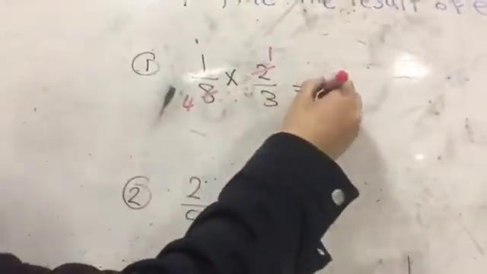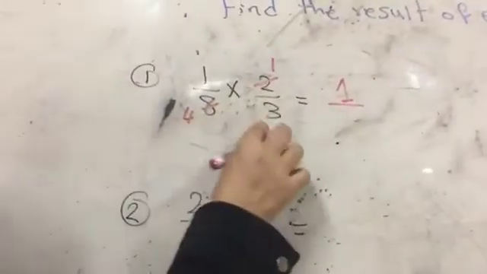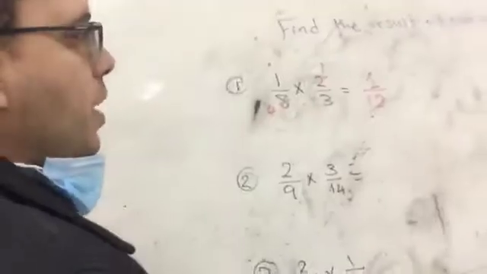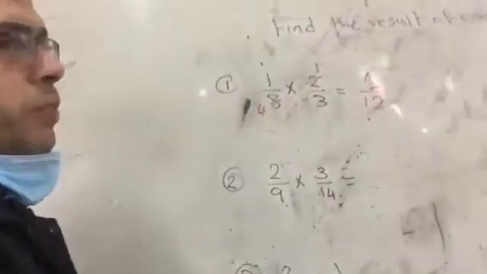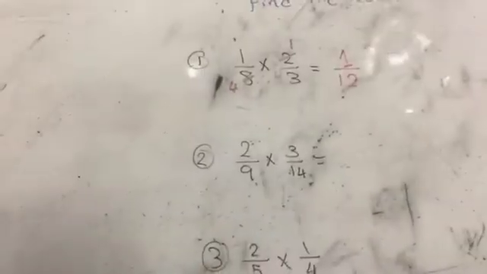So you multiply both of the numerators together. 1 times 1 is 1. 4 times 3 is equal to 12. So according to this one, we have to cancel the common factor between numerator and denominator to avoid the simplifying at the end of the operation.